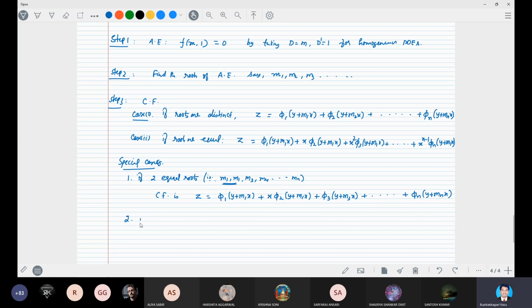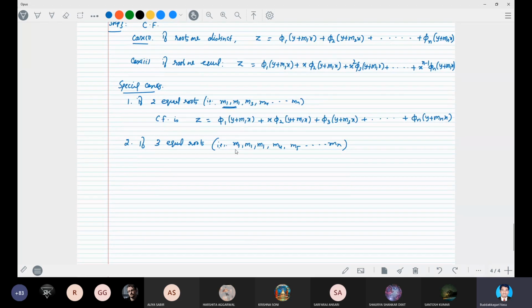Now next, another case: if there are three equal roots, that is, the first three roots are equal, m1, m1, m1, and from the fourth root onward they are distinct, right? What will be the complementary function?